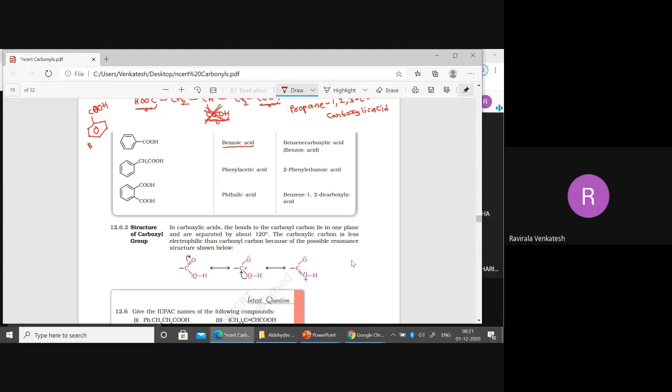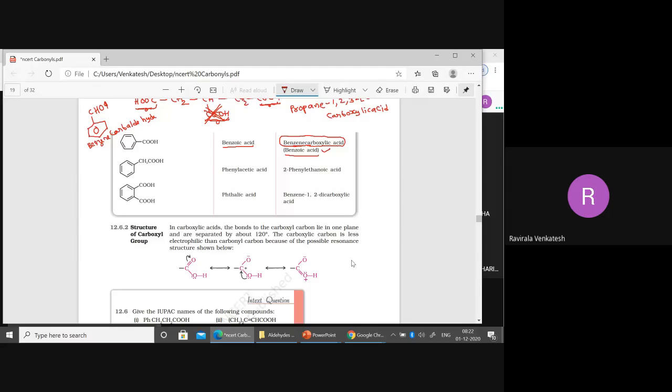Now, if you write CHO here, what can we call this one? We can also call this one benzene carbaldehyde. Similarly, we can also call this one benzene carboxylic acid. But generally, nobody uses this nomenclature, benzene carboxylic acid, because it is lengthy. In short form, we can call it benzoic acid.